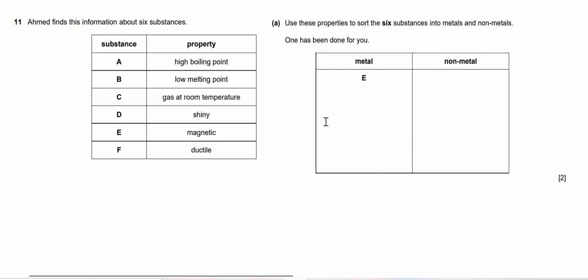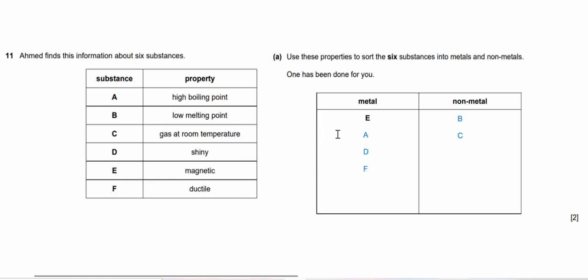Alright, let's open up the answer. Here we go. So A is metal. High boiling point is a property of metal. D is shiny. Metals are shiny. F, ductile, metals can be shaped into wire like copper. Now non-metal is B, low melting point, and C is gas at room temperature. Those will be the properties for non-metals. So let's move on to 11B.